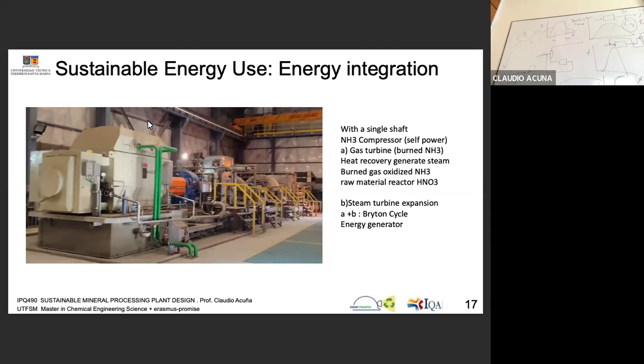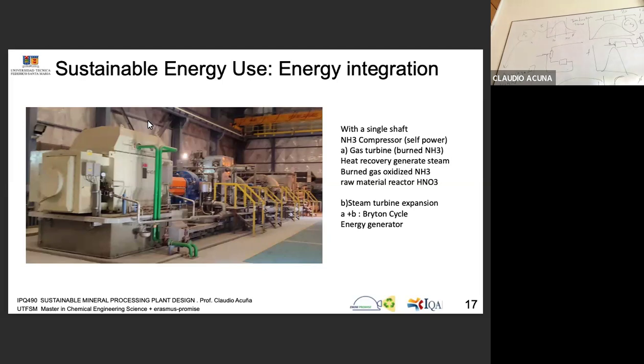So in the reaction, we use all this heat. The compressor is connected mechanically to the turbine. Amazing. It's very nice. I think I wrote it on there. Yes, with a single shaft. Sorry, it was written there. You have an ammonia compressor, a single shaft, and a turbine to burn ammonia.